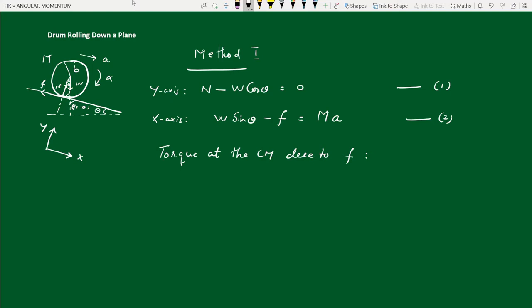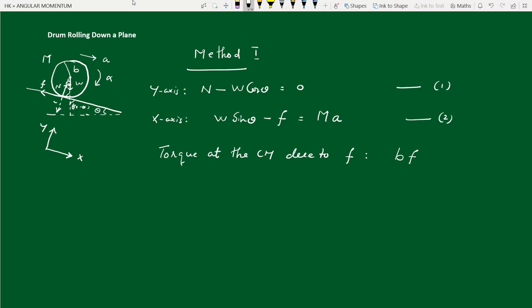The magnitude is the perpendicular distance from the origin to the force, which is B, times the force. So B into F. But what is the direction? The direction we have to evaluate from R cross F. The radial direction from the center to the force will be directed along this direction. This is the direction of R.